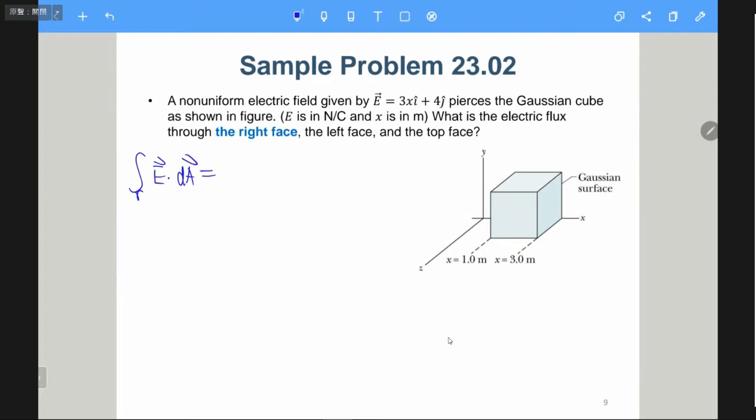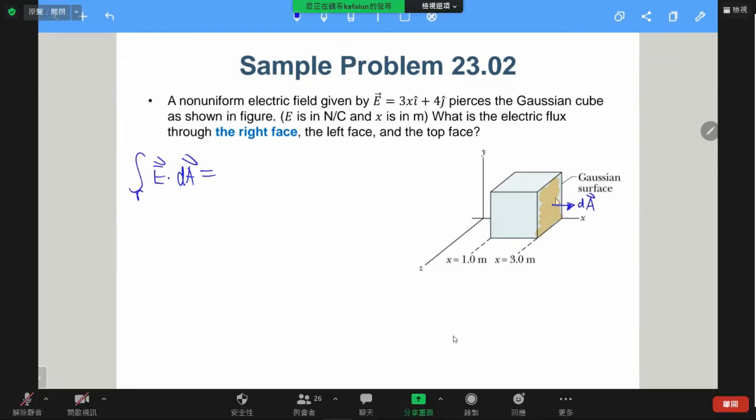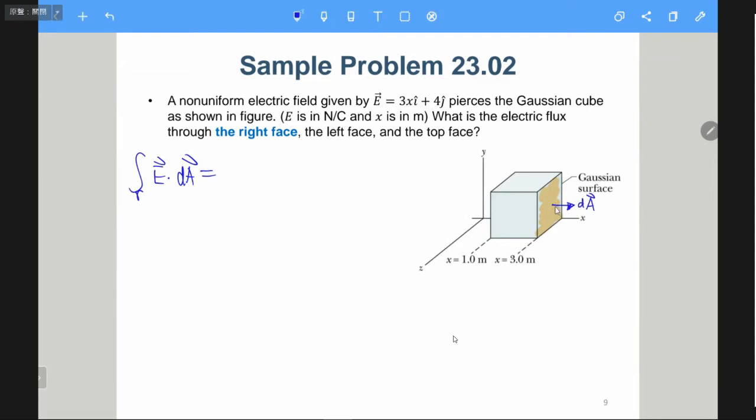Okay, so in this case, we should have E dot dA. For the right surface here, dA should be pointing to the right side, as it is perpendicular to the surface and also pointing to the outside. So it should be pointing to the right side, which means, if this is the x-axis, it is i hat dx, something like this.